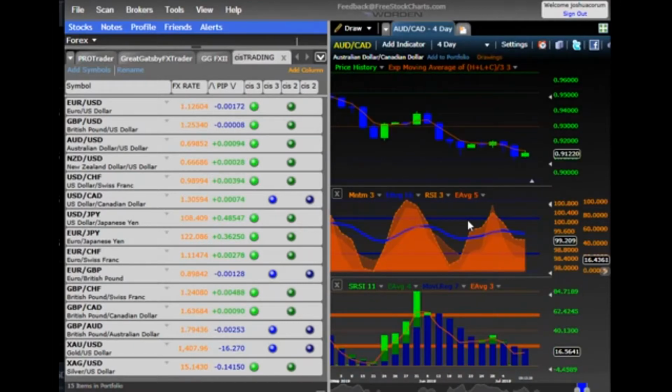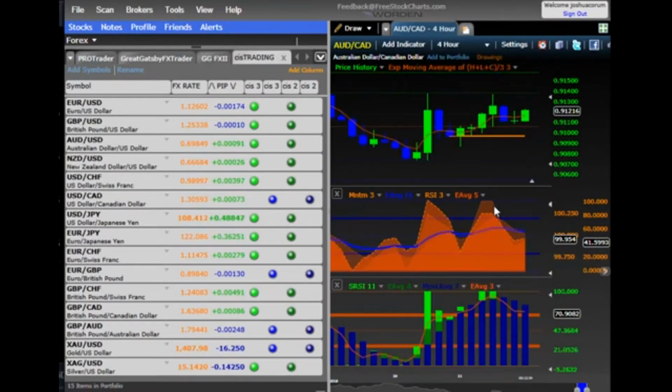On this 4 hour, the signals work somewhat weaker on this Australian dollar, Canadian dollar. Hold on just a second. On this 4 hour, you can see where we've weakened off and we're in a sell condition, but I point out that momentum is above the price strength, the price performance, and if momentum's above price performance, it's going to pull price higher. Momentum is the leading indicator. If momentum's higher, it's going to pull price higher. If momentum's lower, it's going to pull price lower.